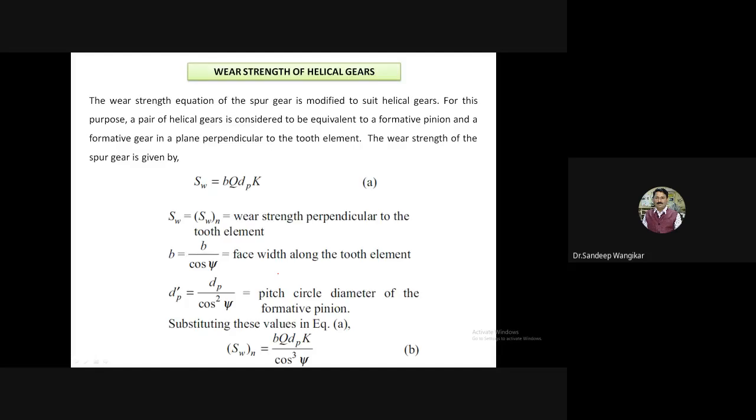Here also we will imagine a spur gear, an imaginary spur gear, virtual or equivalent, in the plane perpendicular to the tooth element, and we will convert whatever is required for helical gears, substituting these things in the spur gear formula, and derive the further formula. So, wear strength of helical gear.